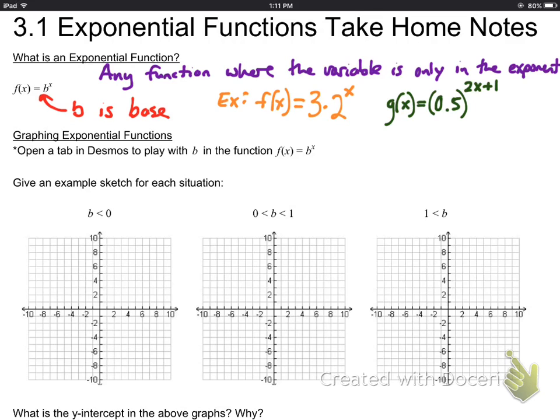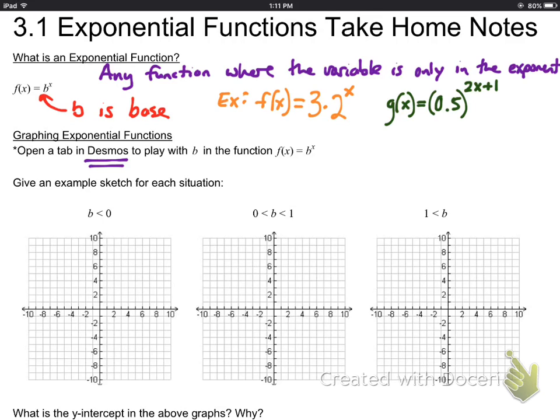So let's get started. First, I actually want you to open up Desmos and plot f of x equals b to the x. I want you to play around with b as a slider. I want you to give us an example sketch for each of those 3 situations: when b is less than 0, when it's between 0 and 1, and when it's greater than 1. And try to pick some unique examples. Don't just do 2 or 1/2 or -1. Those won't be as interesting. Pick ones that encompass all the different possibilities. You can pause it here and come back when you've got that.